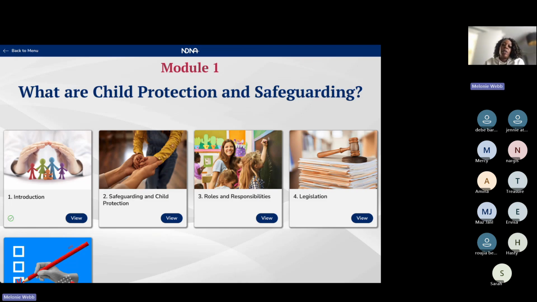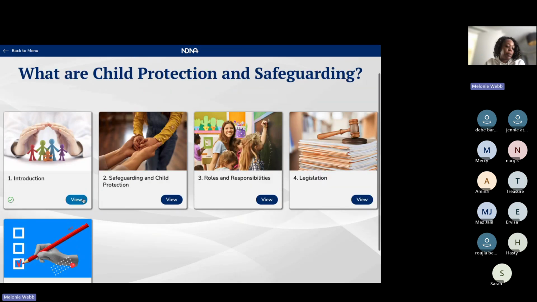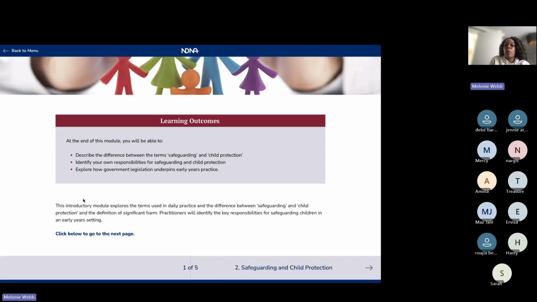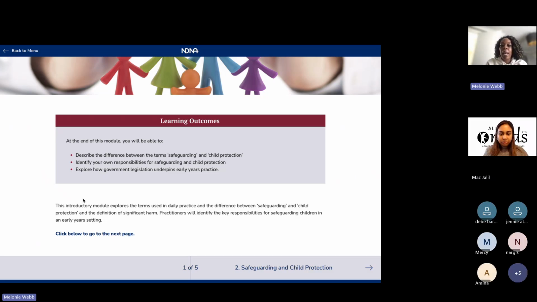So, introduction. We've got 4 parts and a self-assessment to this. So we'll go through the introduction first. At the end of this module, you should be able to describe the difference between the terms safeguarding and child protection, identify your own responsibilities for safeguarding and child protection, and explore how government legislation underpins early years practice. This introductory module explores the terms used in daily practice and the difference between safeguarding and child protection, and the definition of significant harm. Practitioners will identify the key responsibilities for safeguarding children in an early years setting.